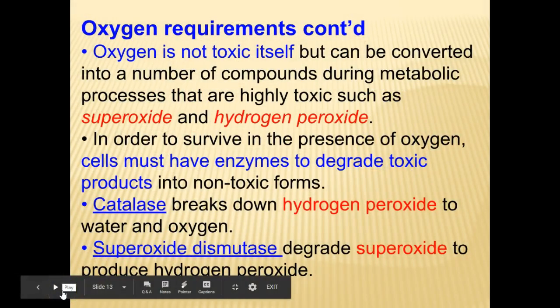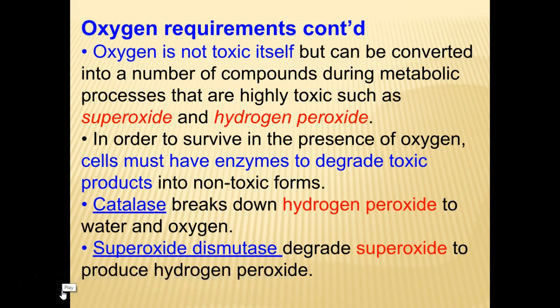So keep that in mind, and now let's take a look at this next bullet. In order to survive in the presence of oxygen, cells must have enzymes to degrade toxic products into non-toxic forms. So catalase breaks down hydrogen peroxide into water and oxygen. Look at that. Water and oxygen, a gas, creating bubbles. Get it? Superoxide dismutase is the enzyme that degrades superoxide to produce hydrogen peroxide.